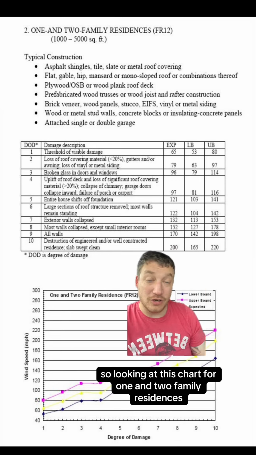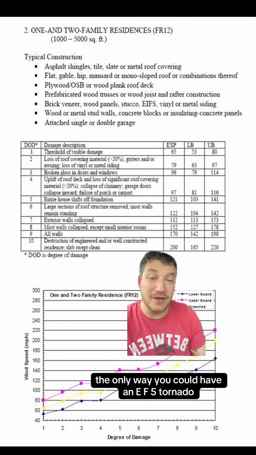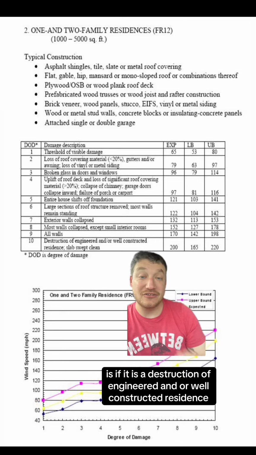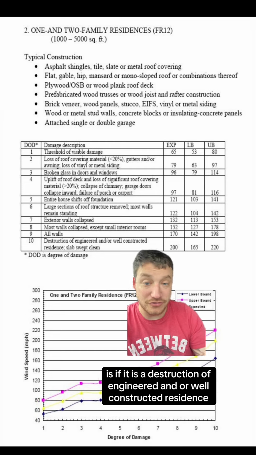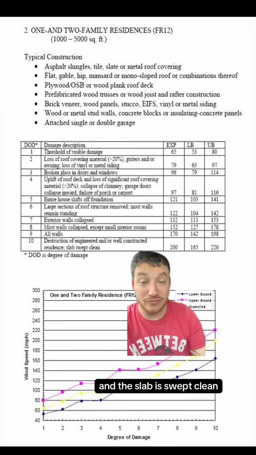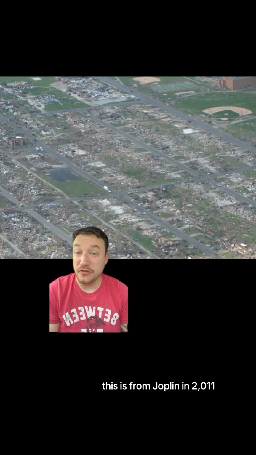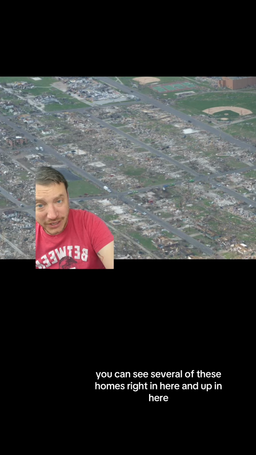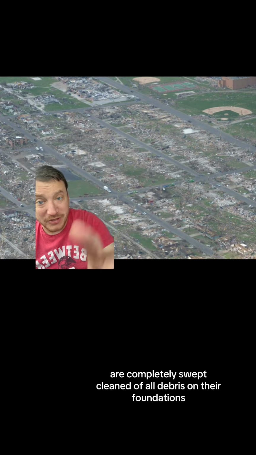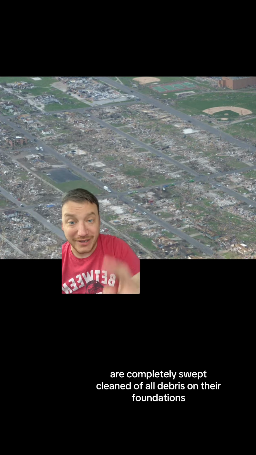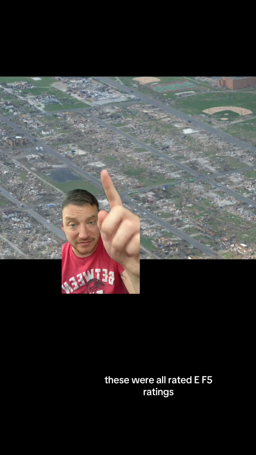So looking at this chart for 1 and 2 family residences, the only way you could have an EF5 tornado is if it is a destruction of an engineered and/or well-constructed residence and the slab is swept clean. If you look at this photo, this is from Joplin in 2011. You can see several of these homes right in here and up in here are completely swept clean of all debris on their foundations. These were all given EF5 ratings.